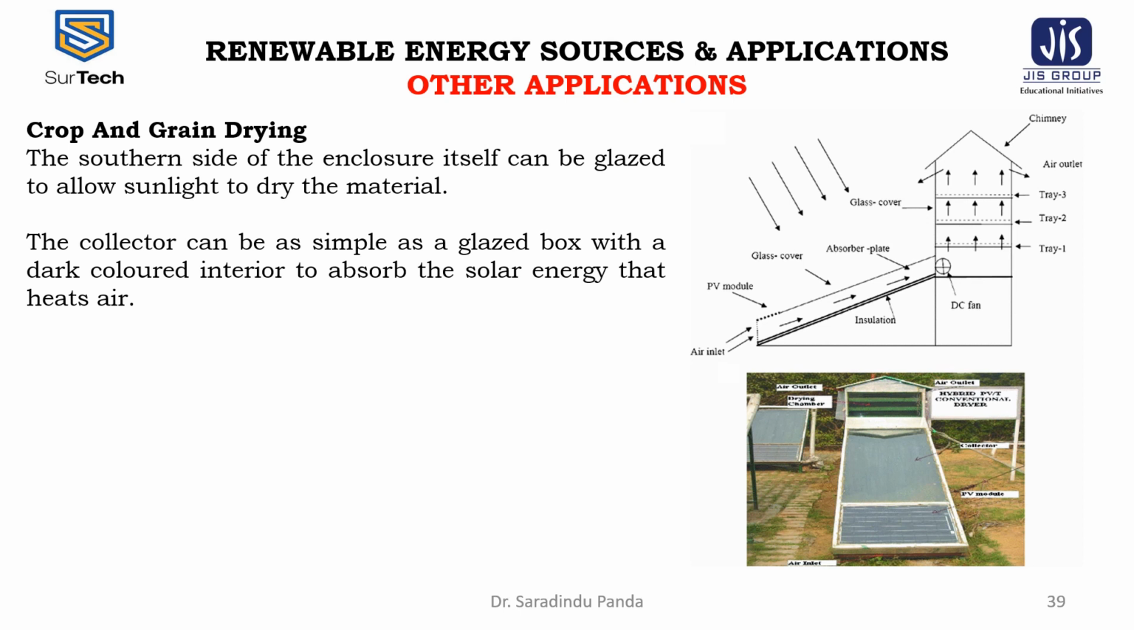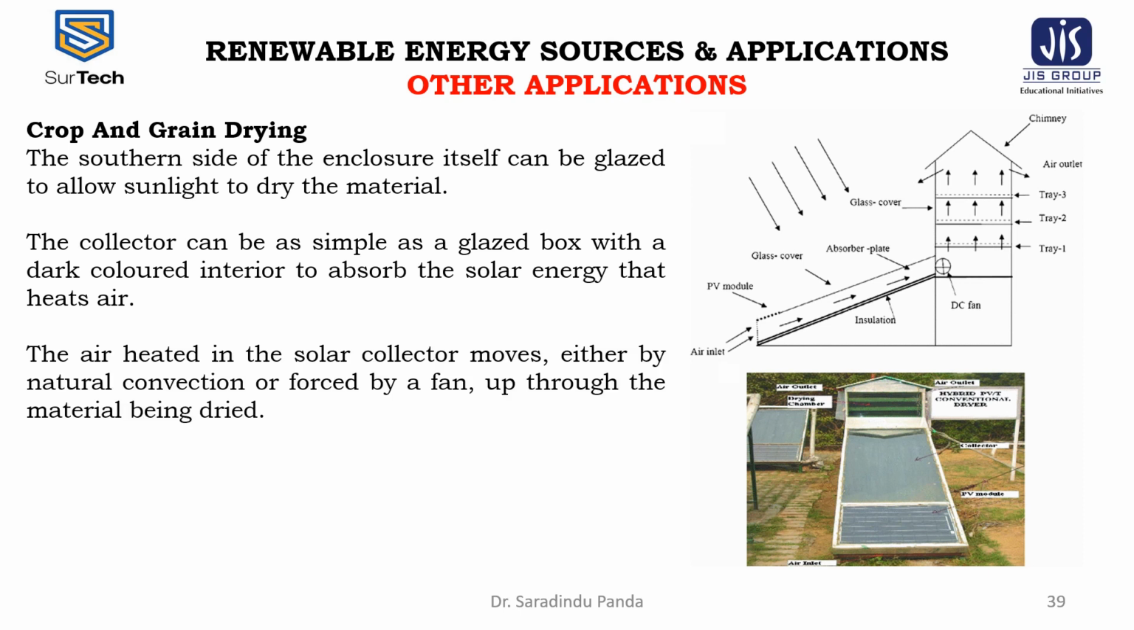The collector can be as simple as a glazed box with a dark color interior to absorb the solar energy that heats the air. The air heated in the solar collector moves either by natural convection or is forced by a fan, a DC fan, which is shown in the figure, up through the material being dried.